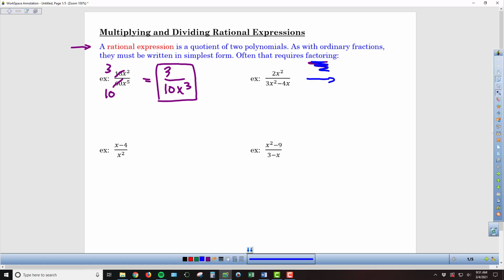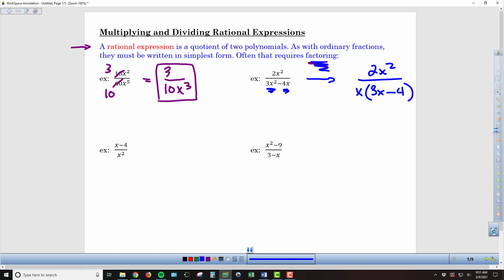For the numerator, there's nothing that I can really do there for now, so I'm just going to leave that as 2x squared. But for the denominator, I need to look to see what I can factor from both those pieces. What can I undistribute in this case? The only thing that we have in common between those two terms is an x. So I'm going to undistribute an x, and now I need to see what's left behind inside the parentheses. So x times 3x would get me back to 3x squared, and then minus 4, because x times negative 4 would get us back to the original negative 4x.